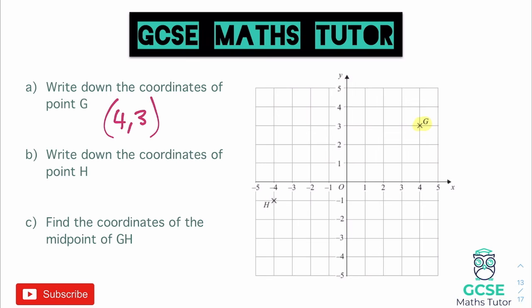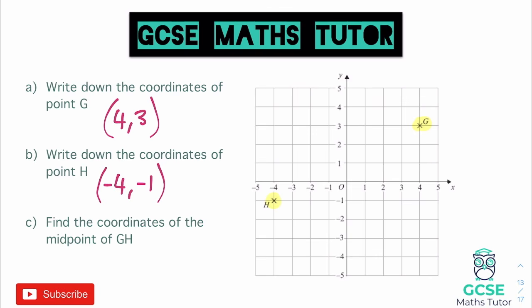On to the next one, we're looking at h. So the coordinate of h goes -4 across, and then we're going down for this one, and it goes down to -1. So that coordinate would be -4, -1. You should be very careful not to get those two mixed up and writing them the wrong way round.